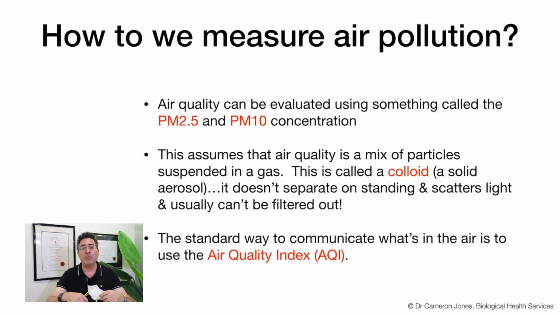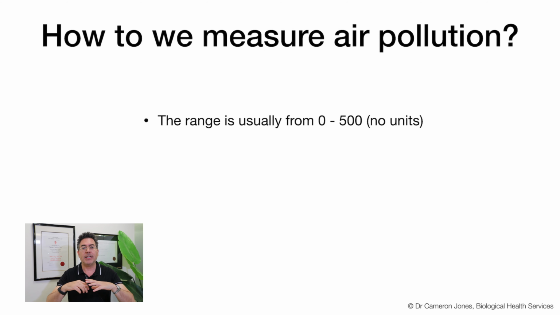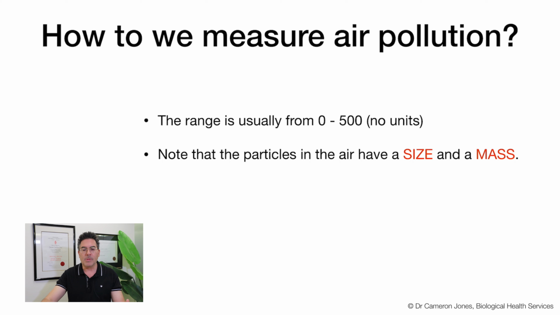Really, the standard way that we communicate risk around air quality and smoke exposure is this air quality index. Now, the range essentially doesn't necessarily have units, but you need to think of this in terms of numbers. It goes from 0 to 500. These smoke particles have a size and a mass, and the instruments that we use to quantify the amount of haze or smoke or pollution in the air usually measure one or both of these properties.